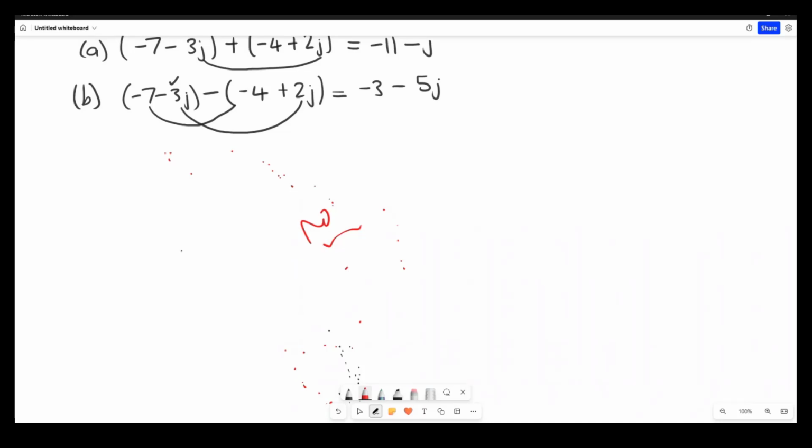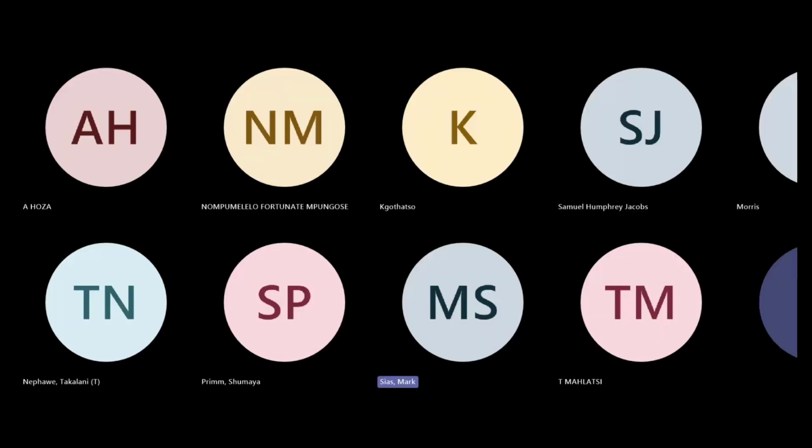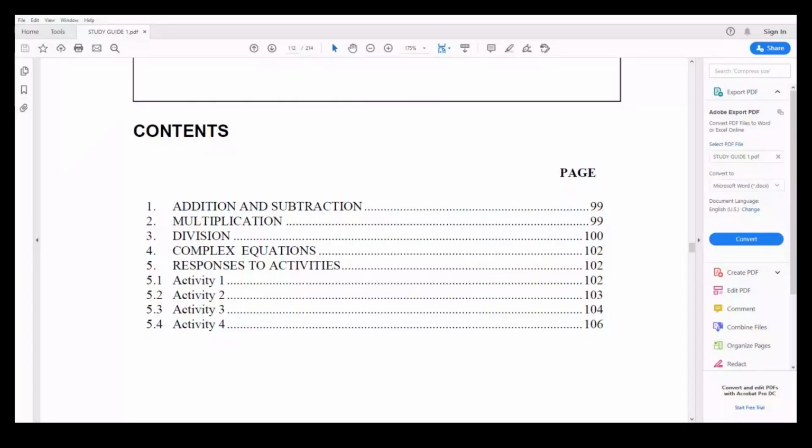Let me just exit the whiteboard quickly, guys, and come back to it. Let me just stop sharing that, and then just see. Let me just share the learning guide with you in the meantime. Let me just deal with that whiteboard.